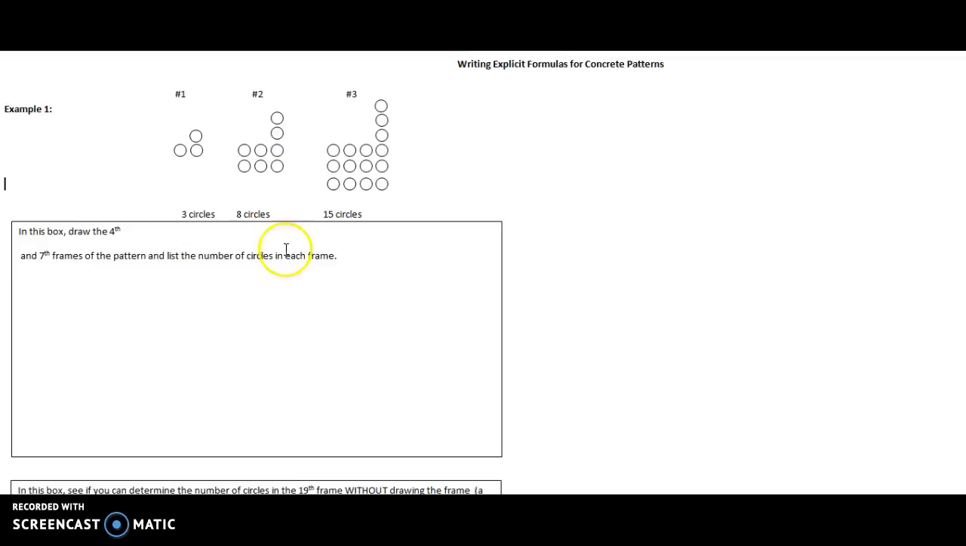So the first thing that you should do is pause this recording now and take a moment and try to draw the 4th and the 7th frames of this pattern.